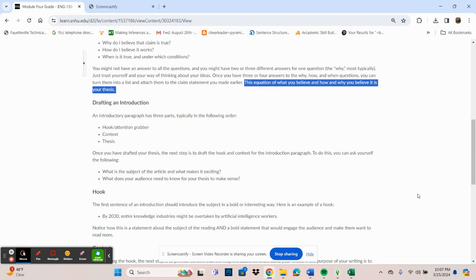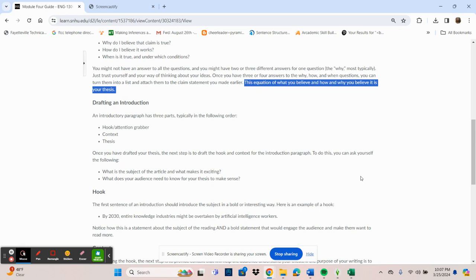And that's because introductions follow what I like to call an upside down triangle model. So we start at the most broad with our hook or our attention grabber. This is the sentence or a couple of sentences that are designed to pull the reader in. It's supposed to make the person reading want to continue. The context provides some general overview information of my topic so that my reader understands what we're getting into. And all of that narrows down or funnels down to the thesis, which is my claim statement, the equation of what I believe plus how and why I believe that.